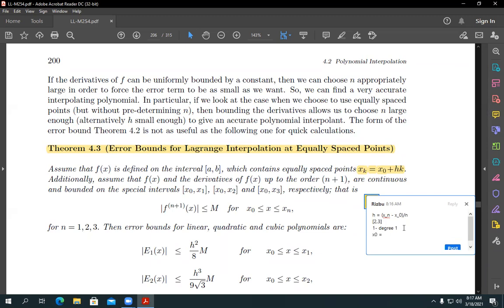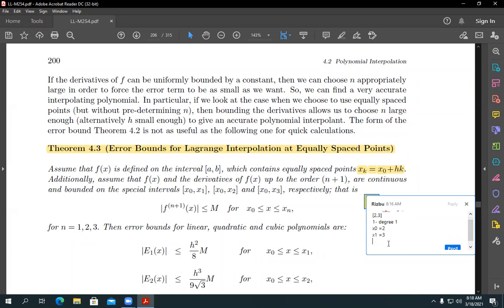x0 and x1. So you can see what the spacing h is. What is xn? Because n is 1, degree 1, this becomes x1 minus x0 divided by 1. So it's straightforward. This is 2, and this is 3. And h is 1. Sorry, h is 1.